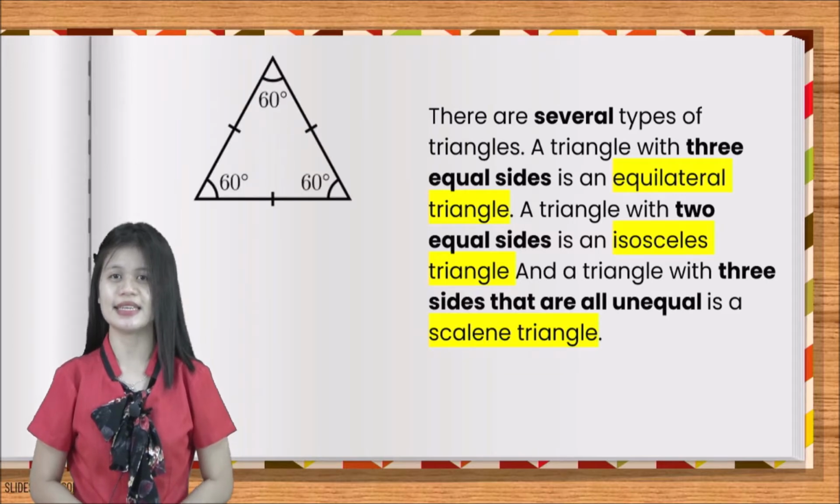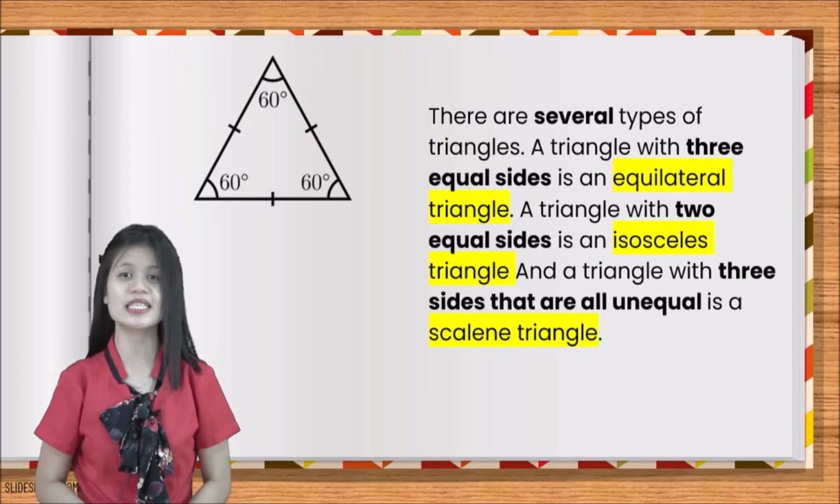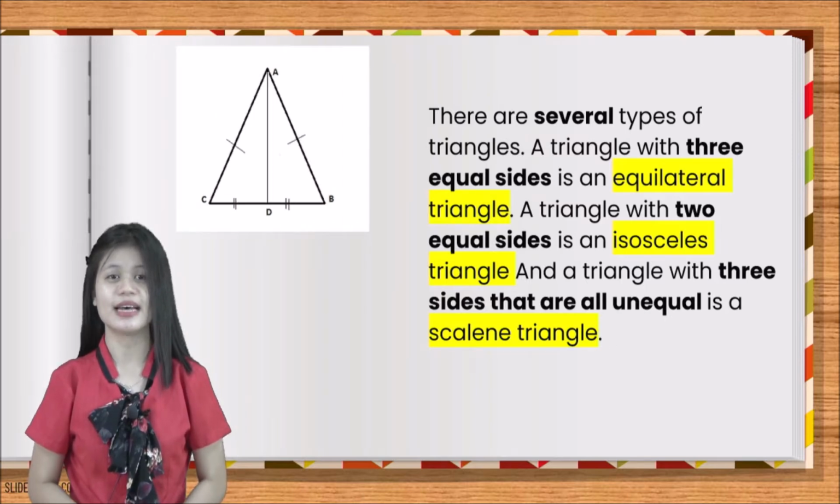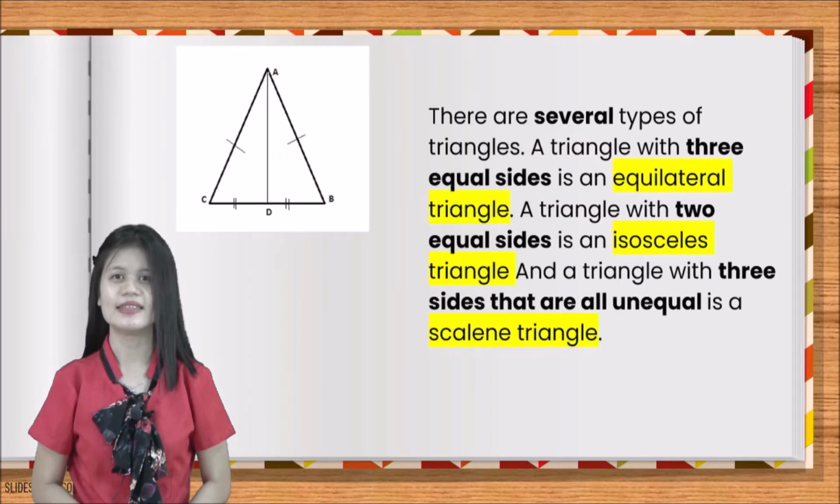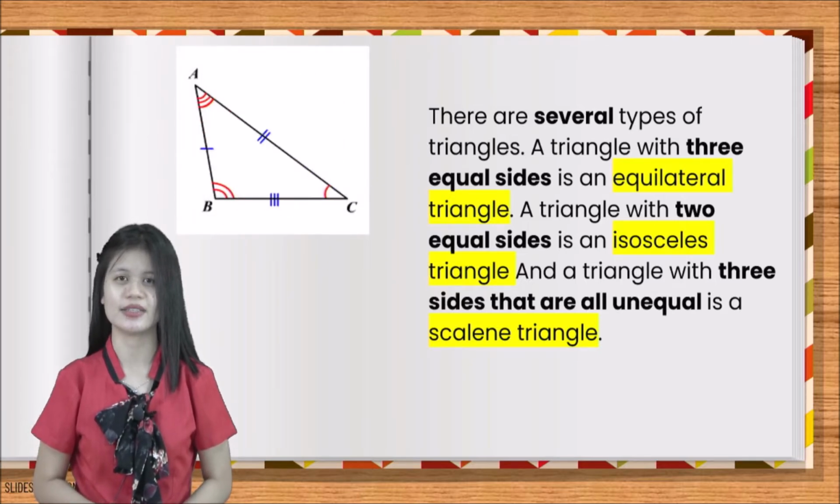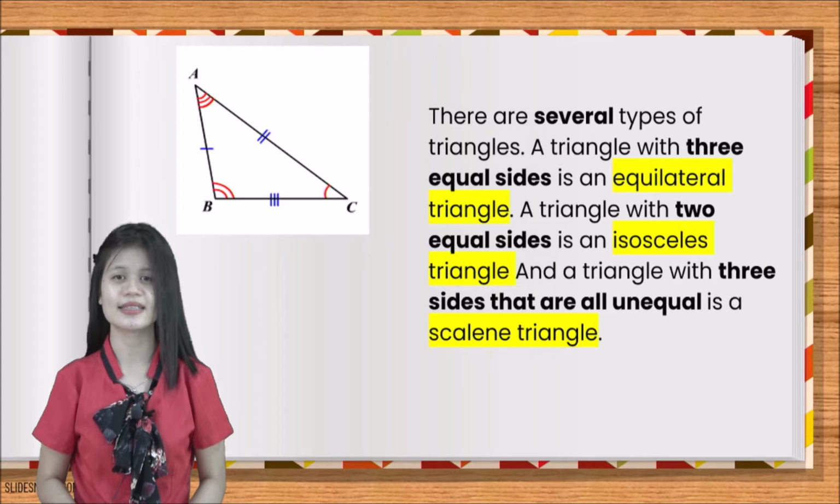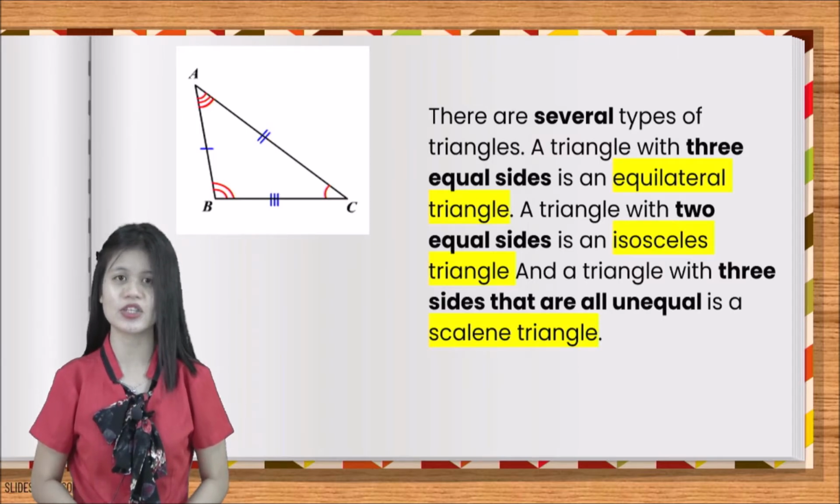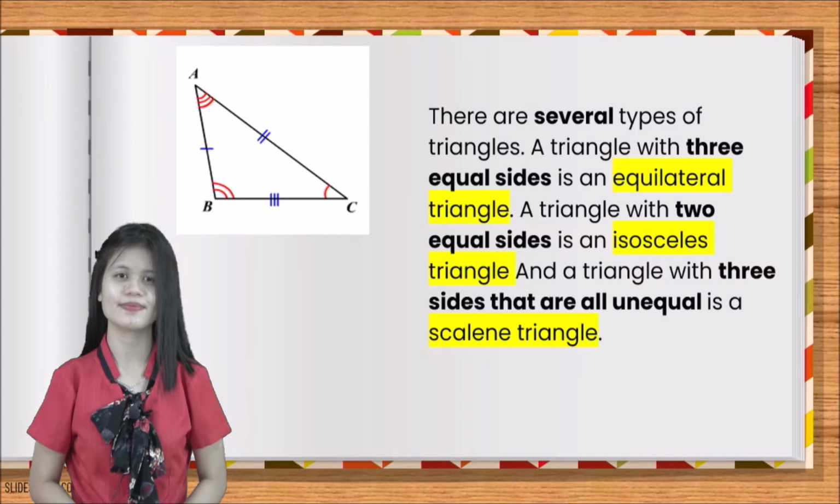Again, this is an equilateral triangle. Why? Because all sides of this triangle are all equal. Next, we have the isosceles triangle. Remember, this isosceles triangle only has 2 equal sides. And lastly, scalene triangle. What is a scalene again? Yes, you're right. It has no equal sides. All of the 3 sides of a scalene triangle are different size.